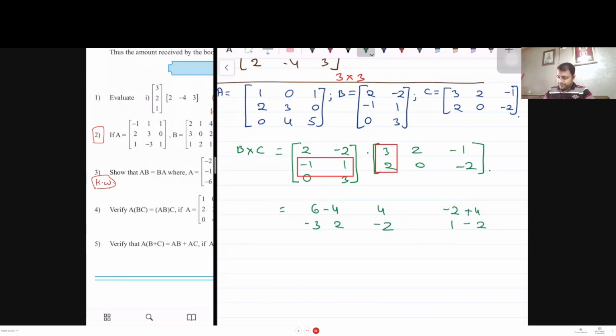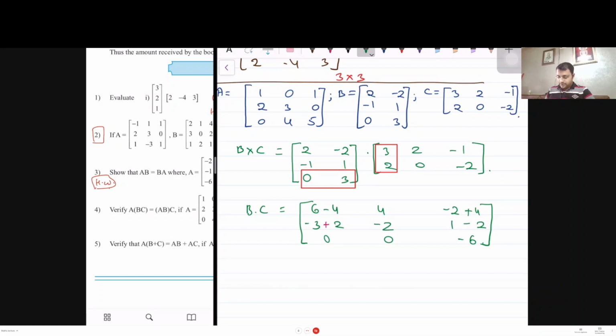Again, I will repeat the procedure for the third row and all the three columns. So what do I get? 0 into 3 is 0, 3 into 2 is 6. So I will get over here 0 plus 6, that is equal to 6. 0 into 2 is 0 and 3 into 0 is 0, so that remains 0. And then 0 into minus 1 is 0, so leave it. 3 into minus 2 is minus 6. Yeah, so guys, this is our value of B into C.